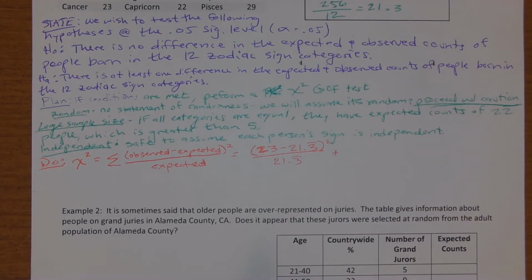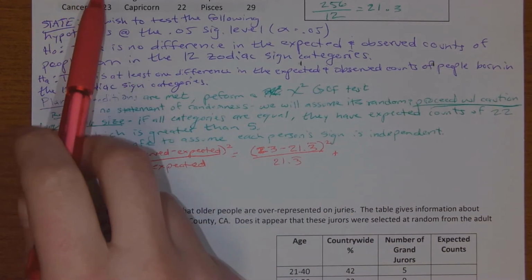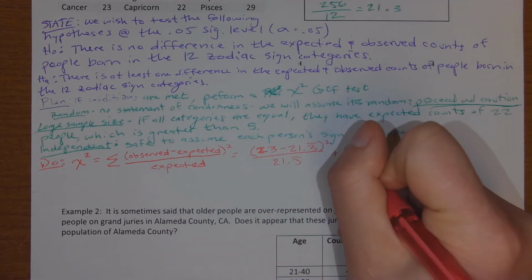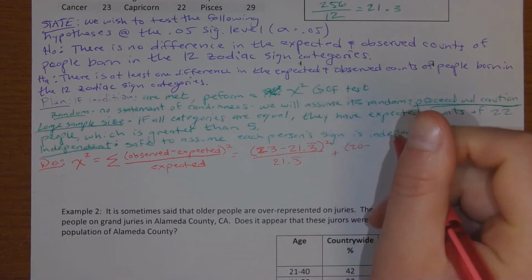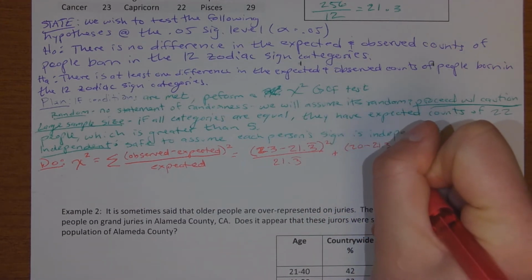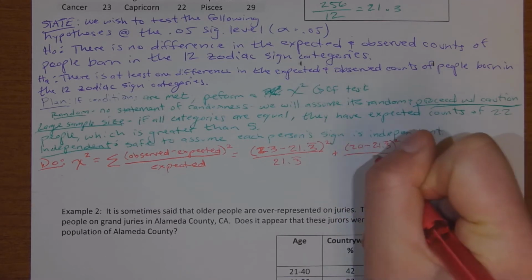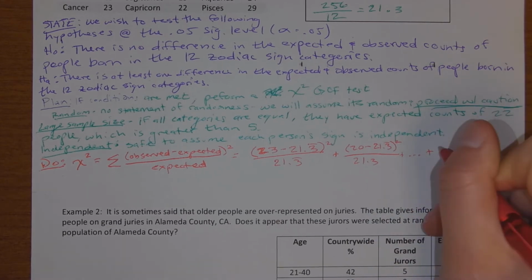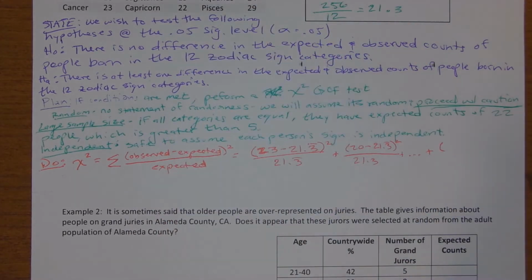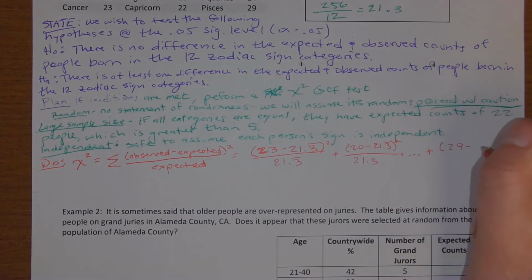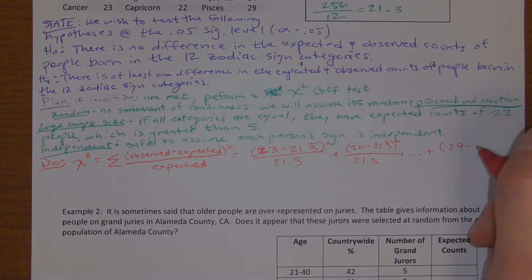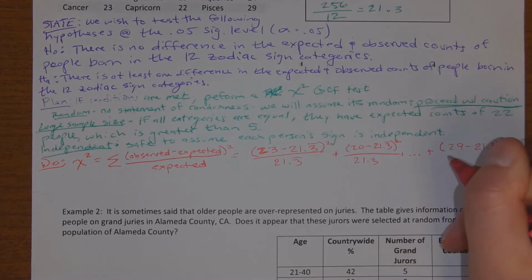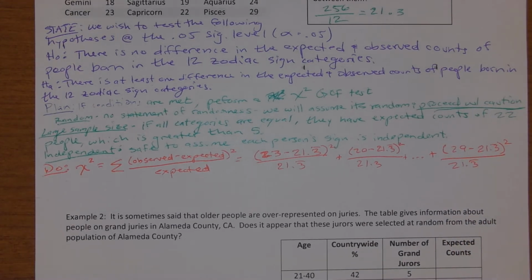Plus, now I'm going to go ahead and do my Taurus. I'm just going to kind of work down. That would be 20 minus 21.3 squared, all over 21.3, plus dot, dot, dot, plus, and then I'm going to go all the way to Pisces, 29 minus 21.3 squared, all over 21.3.